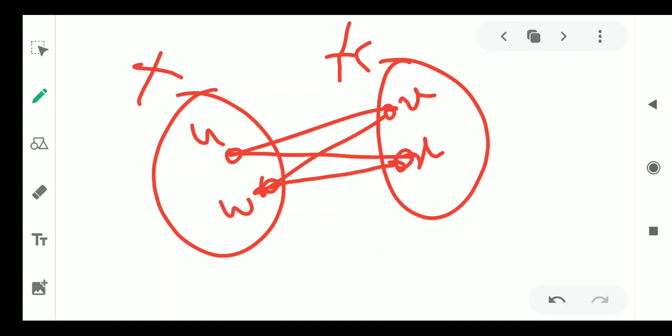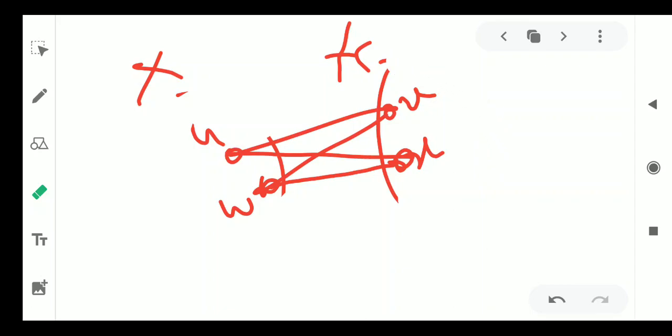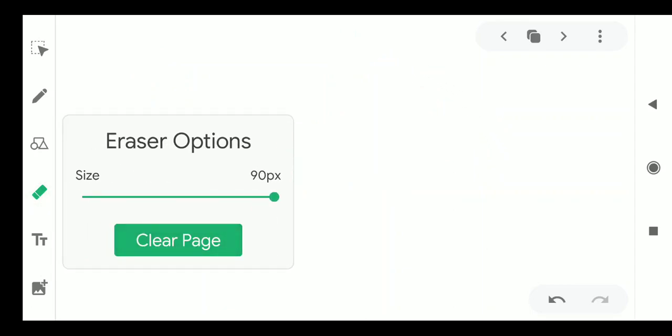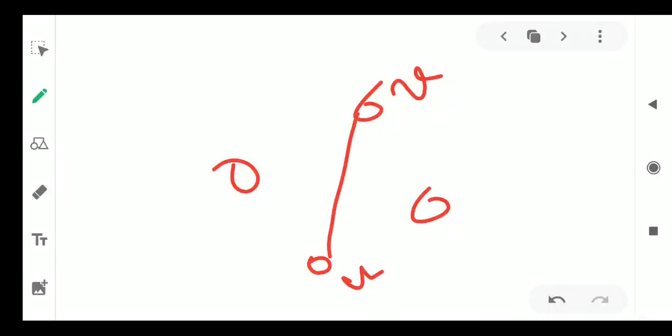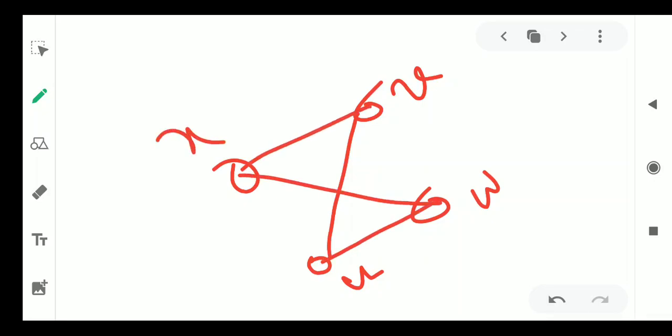Let me cancel out this set. It will look like this. Let me cancel all the edges, so this will look like this actually. The U, then V, then W, X. This is the graph C4, C4 drawn like a bipartite graph like this.